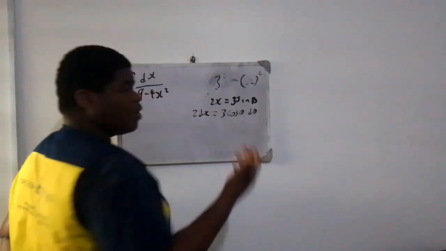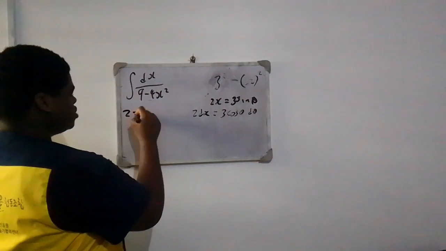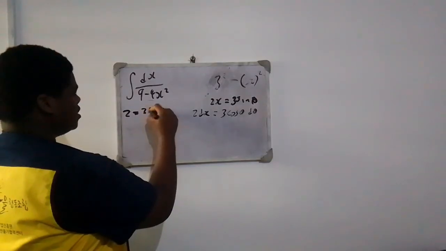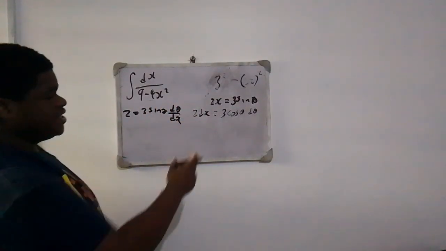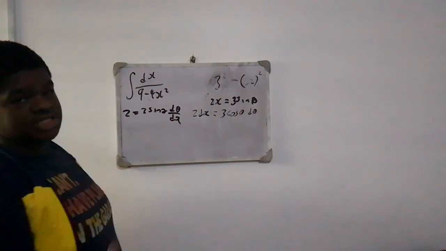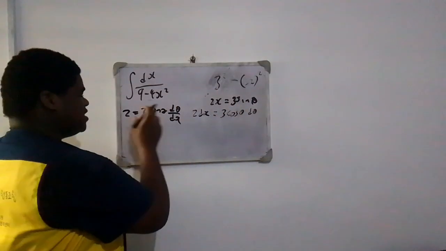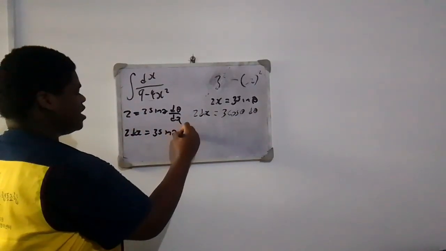If you are differentiating the normal way that most of you know, then what you are going to have here is 2 equals 3 sin theta d theta dx. So you are differentiating sin theta with respect to x, so d theta dx will be attached back using the chain rule. Then you multiply both sides by dx. So you have 2 dx is equal to 3 sin theta d theta.